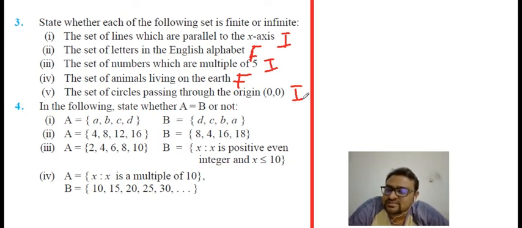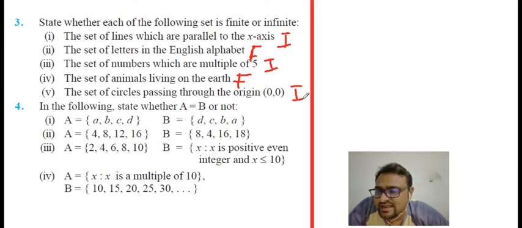Now let's move to the fourth one. In the following sets, state whether A equals B or not. Now what are equal sets? If the number of elements in both sets is the same and the corresponding elements in both sets are the same. It means if set 1 has 1, 2 and 3, then if set 2 has 1, 2 and 3, only then can they be said to be equal sets.